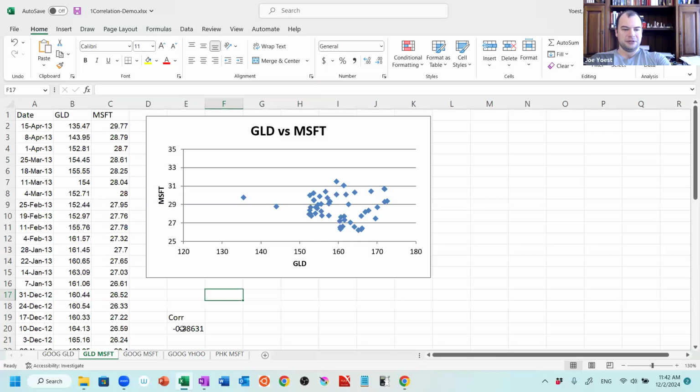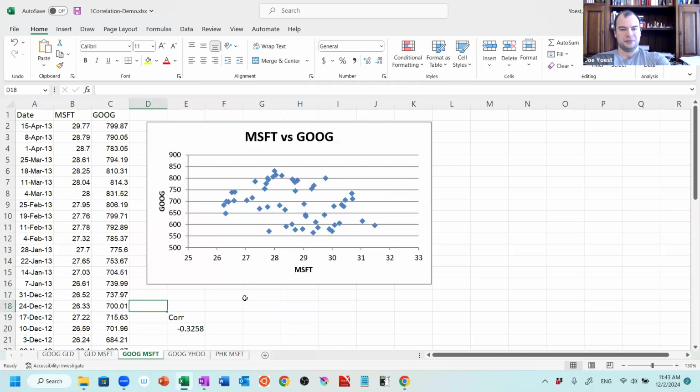Gold versus Microsoft, negative 0.08, still pretty close to zero. And our scatter plot, we look at it and we say, yeah, it still doesn't look like there's much of a linear relationship here. Microsoft versus Google, negative 0.32, the magnitude is about 0.3 on a scale from 0 to 1, getting a little closer to 1 in magnitude, but still pretty low.